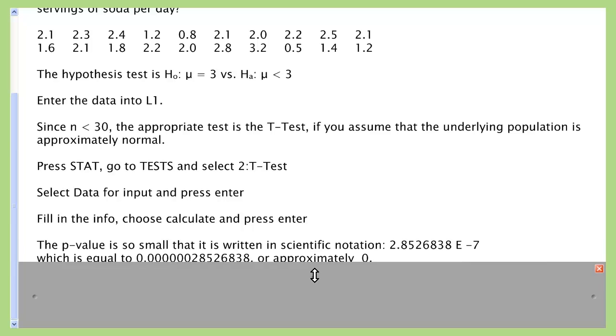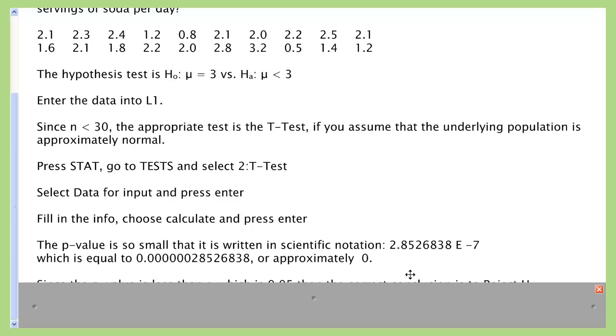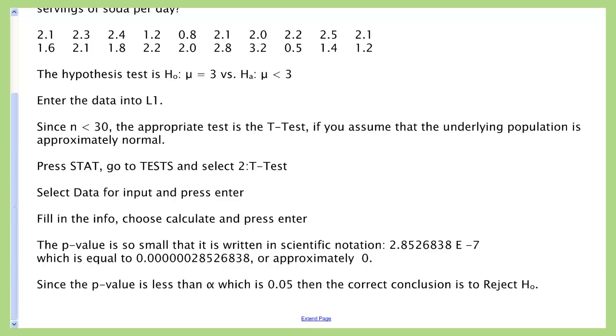And you're going to find out that the p-value is very small. It comes out to be a number that is written in scientific notation. When you see this E with the -7, that's actually scientific notation. And when you move that decimal 7 places to the left, because this is a negative scientific notation, this is what your answer turns out to be. And that is just such a small number that you say it's almost 0.